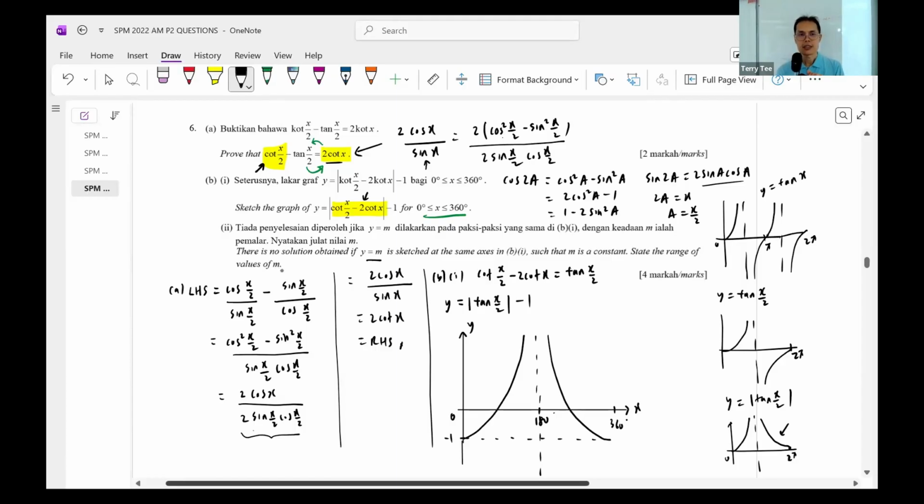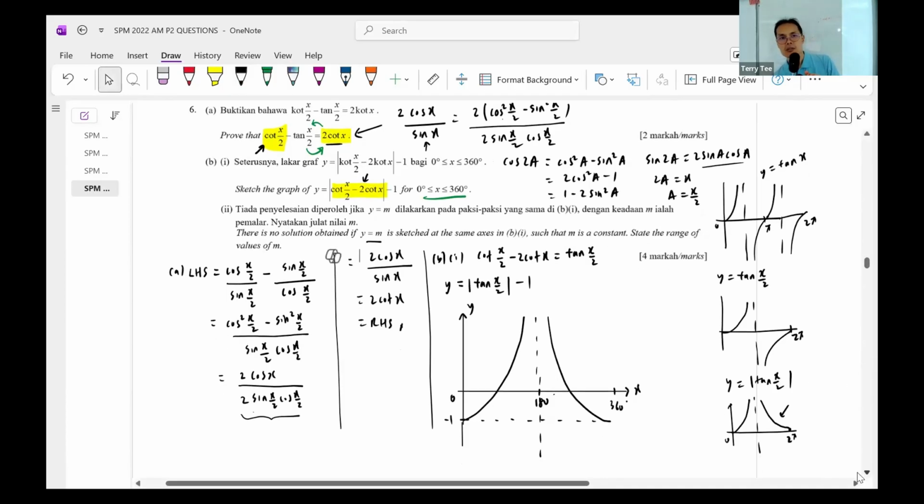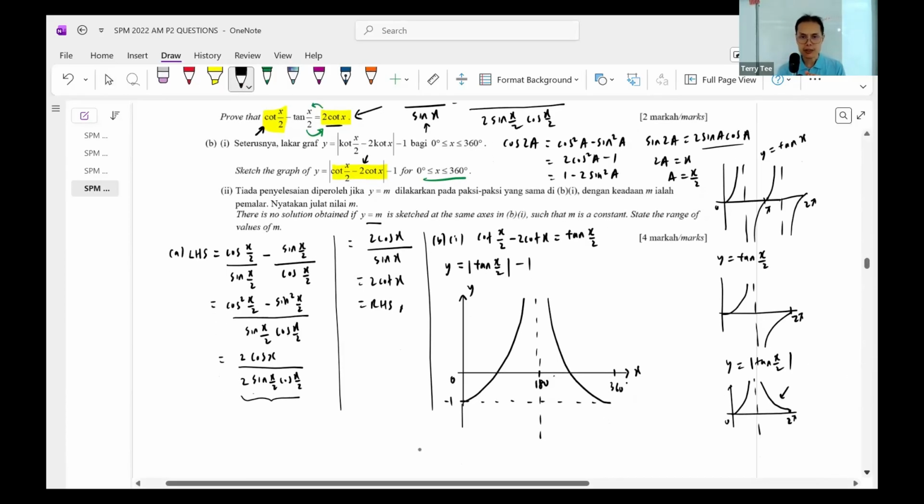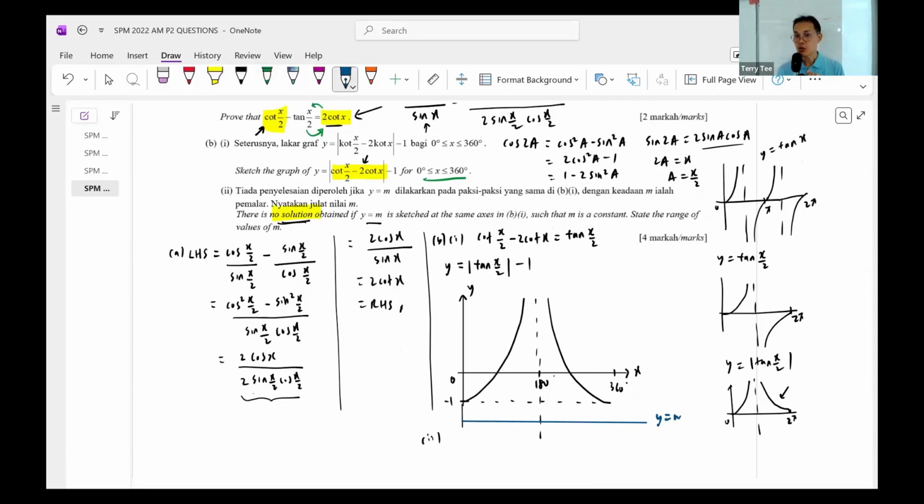Okay. All right. So let me move up here. This is B Roman 1. What is the range of values of m? It's such that how many solutions? There is no solution. Guys, no solution. No solution occurs when your horizontal line does not meet. For example, your m can be here. How many solutions do you have here? y equals m? No solution. Right? No intersection. Okay, let me draw a bit lower here.